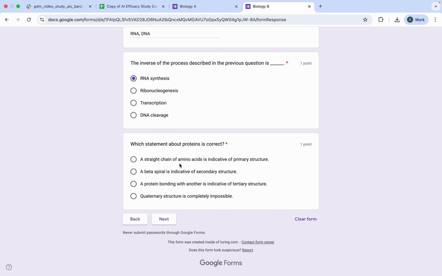Which statement about protein is correct? A straight chain of amino acid is indicative of primary structure. A beta spiral is indicative of secondary structure. A protein bonding with another is indicative of tertiary structure. Quaternary structure is completely impossible. So, about the proteins, I think option D is the correct answer.